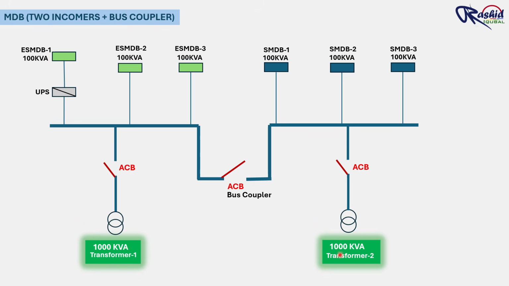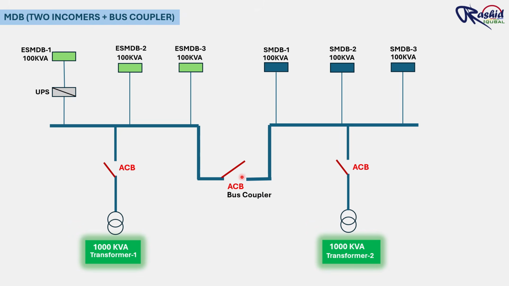And each transformer is 1000 kVA. I just consider a 1000 kVA transformer here. So in normal operation, each section of the building is fed independently by its own transformer. Left side is supplied by transformer 1 and right side is supplied by transformer 2. And the bus coupler remains open.